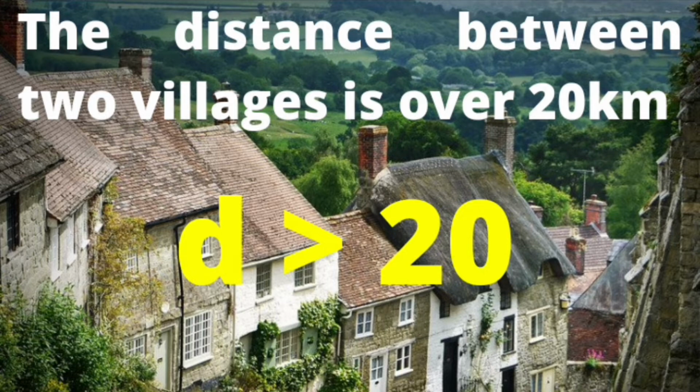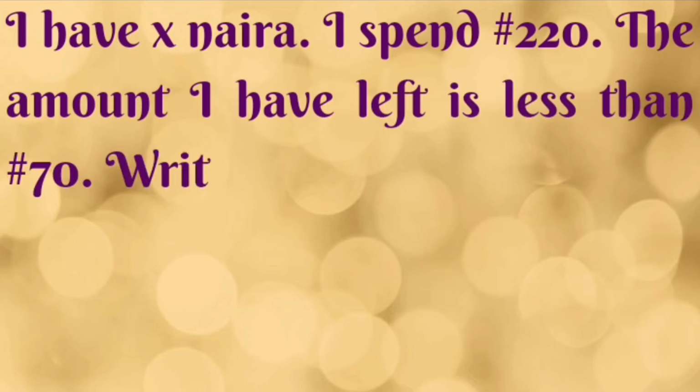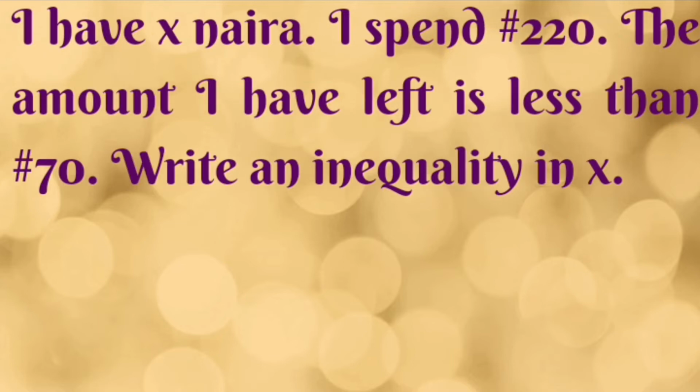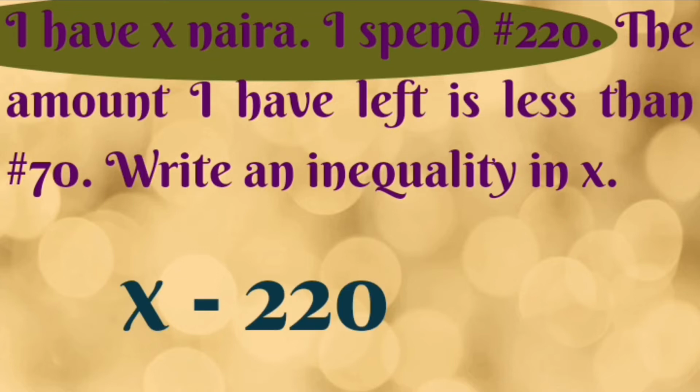Simple, right? Let's look at another one. I have X naira. I spend 220 naira. The amount I have left is less than 70 naira. Write an inequality in X. From our first statement, you have X and you spent 220 naira. To spend means that money left your hand, and that means minus. So we can represent this in arithmetic by saying X minus 220.